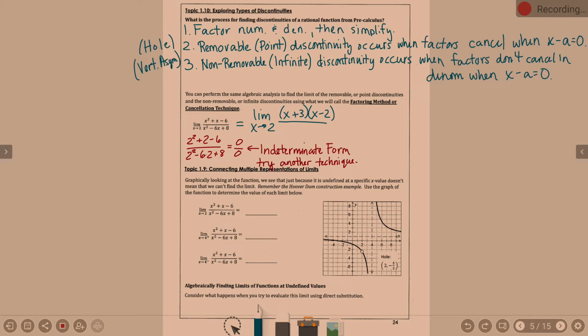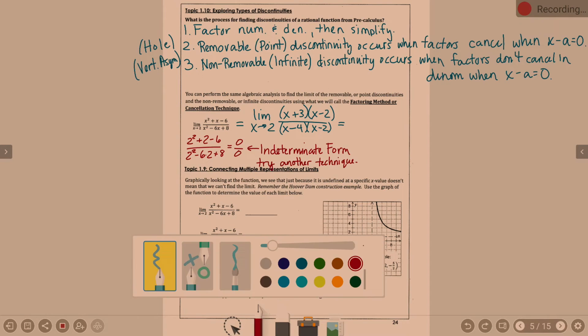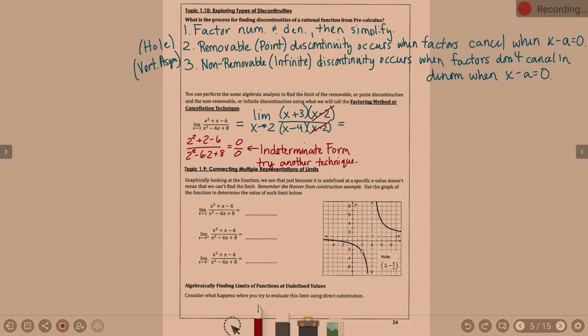X squared minus 6x plus 8. X minus 4, x minus 2. Multiplying to be 8, adding to be negative 6. Minus 4, minus 2. Oh, hey, what just happened? We have a hole. Okay, I don't care about that hole though. I know that the x minus 2's can cancel. Do we have to do anything about the hole?